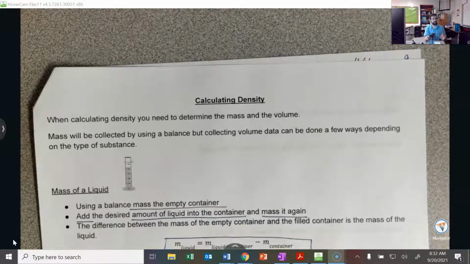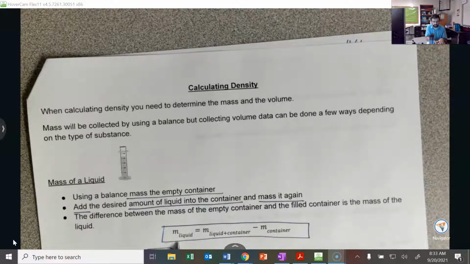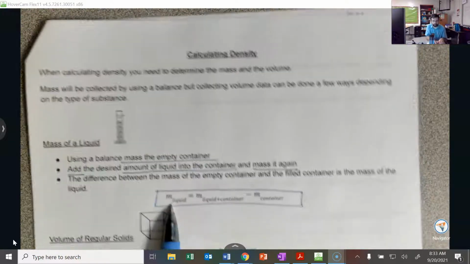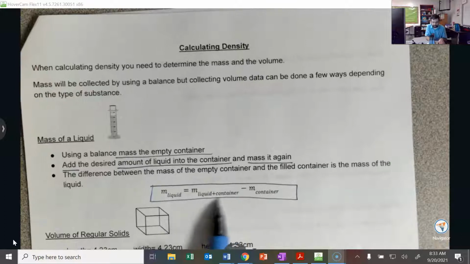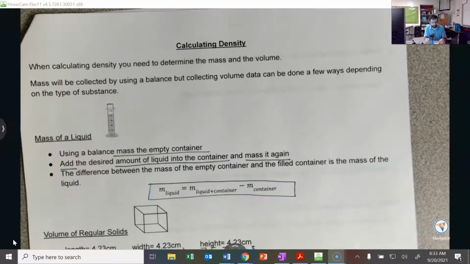Now we have the mass of the empty container and we have the mass of the container with a liquid in it. The difference between those masses is actually the mass of the liquid, and that's what we're actually wanting. So we do the mass of the liquid and container minus the mass of the container, so we know just the mass of the liquid.